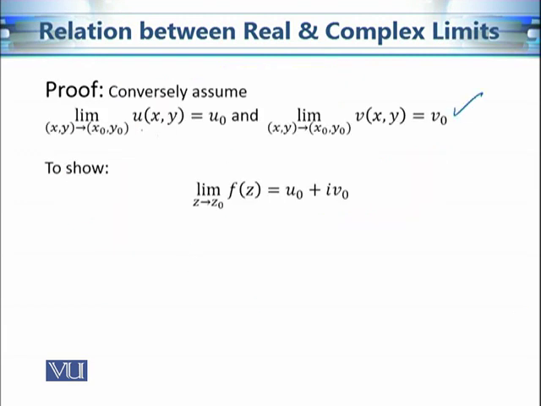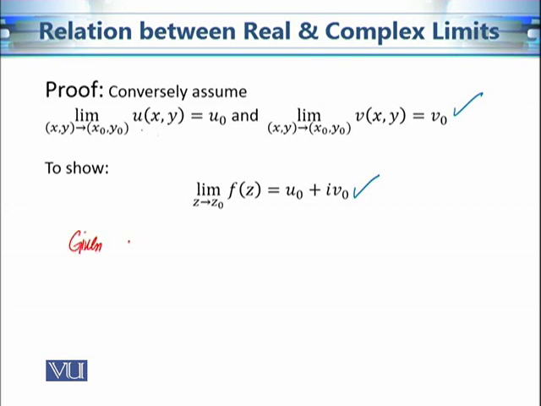Now let's assume this second part and we want to prove this first part. So far we have assumed that this part is true. If this part is true, then this part is also true. Now we want to prove the converse, that if these two limits exist and are equal to u₀ and v₀, then the limit of this complex valued function is u₀ plus ι v₀. Let's see, if these are the limits, then what does it mean? So what is given?